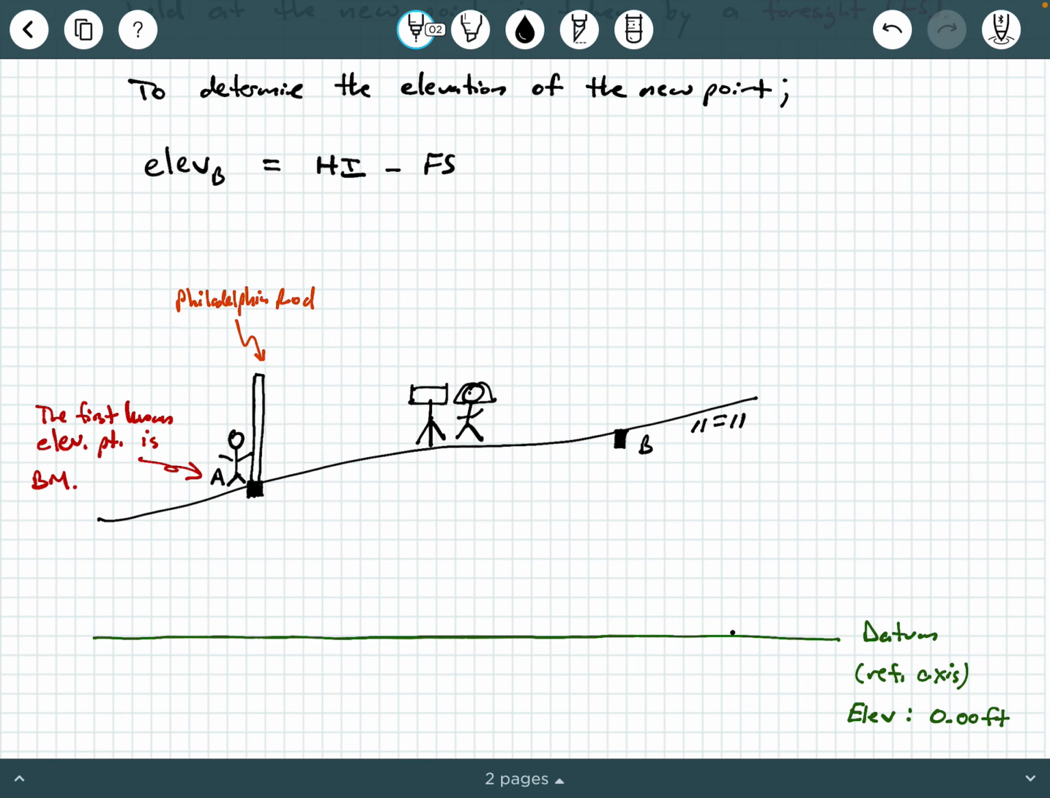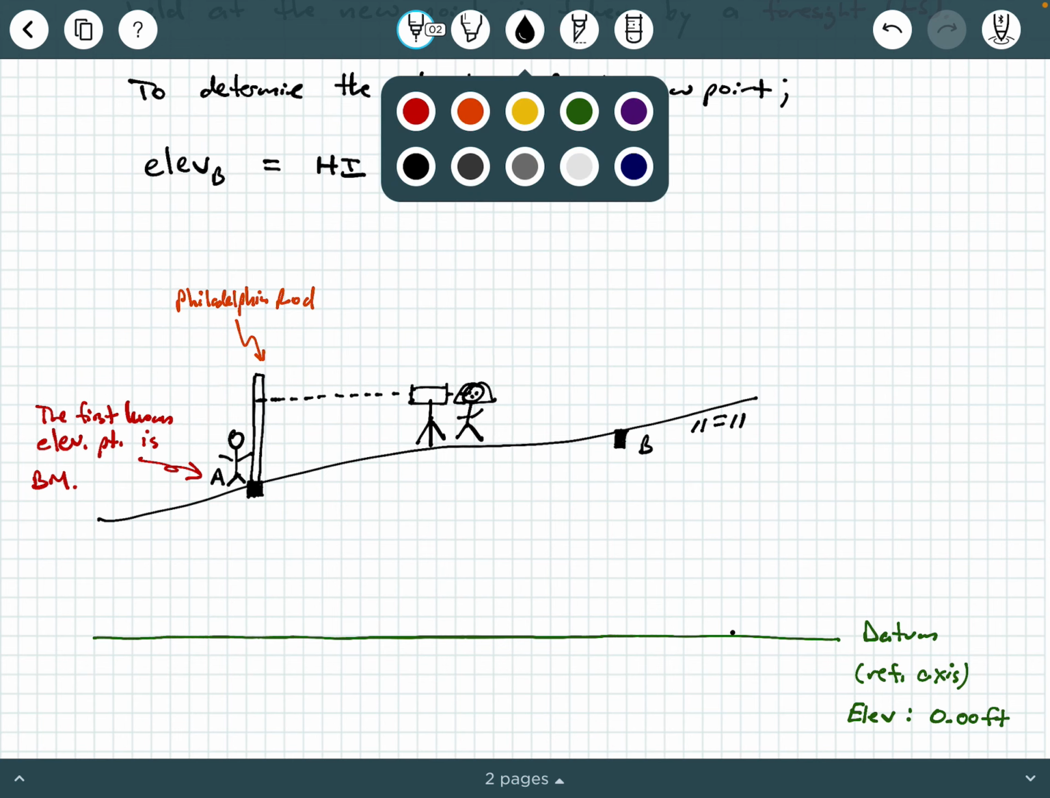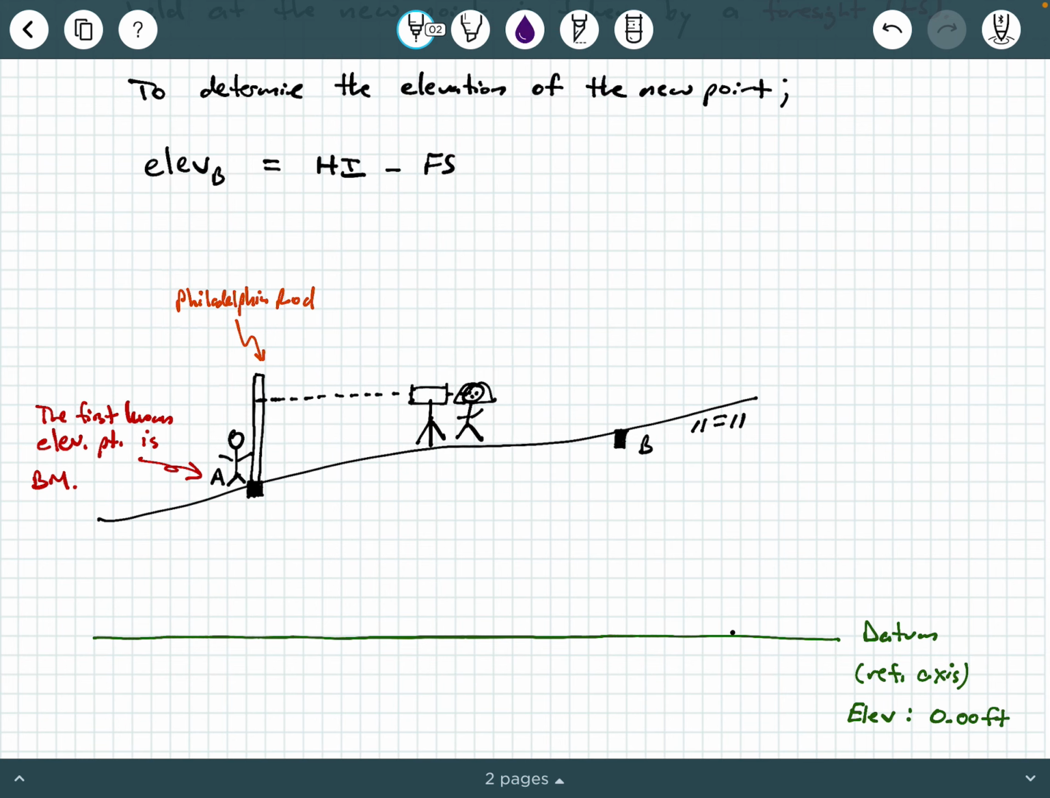Okay, and she's going to be looking into the scope. Now when she's looking into the scope, she's going to read a value off of this rod. And that is going to be the backsite value that she reads. So this dimension line right here that she reads, this number she reads here, this is the backsite, okay? And she writes that down in her notebook, all right?